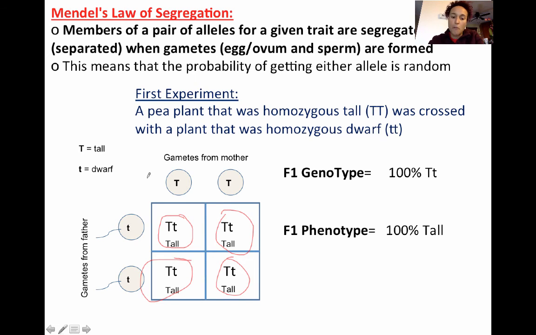Now, since the mom only has dominant alleles to offer, and since the dad only has recessive alleles to offer, all of the offspring have the same genotype, that heterozygous capital T, lowercase t. And all of them happen to be tall because that T allele takes over, so we don't see any dwarf.